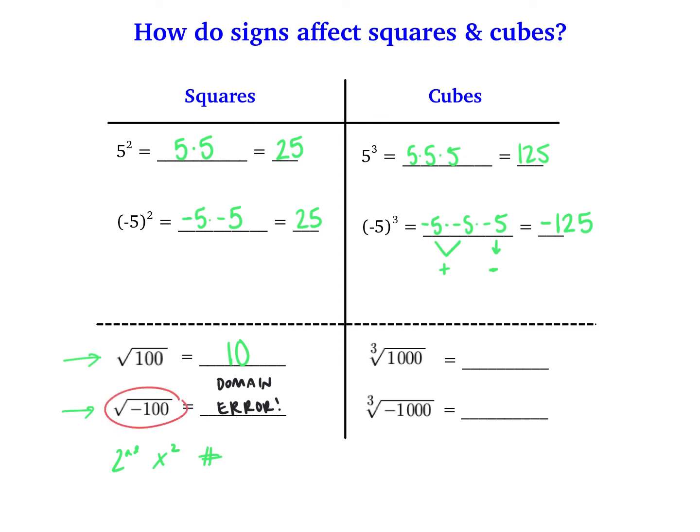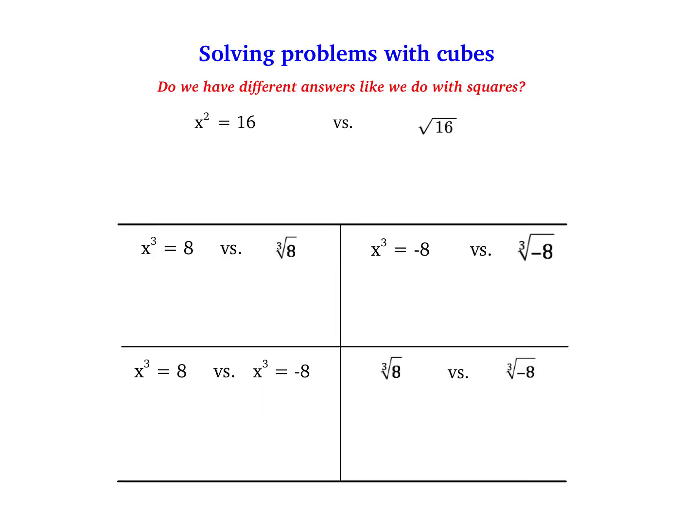By comparison, if you try cubing something, so again, on your calculator, you're going to hit 3 second caret and then your number, works for both. The cube root of 1,000 is 10, and the cube root of negative 1,000 is negative 10. There's no problems there, since cubing a negative does actually give you a negative answer, where it doesn't with a square. So what that means is solving these problems is going to be handled a little bit differently with cubes.